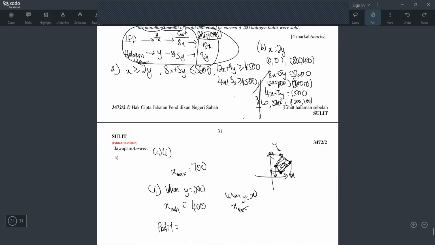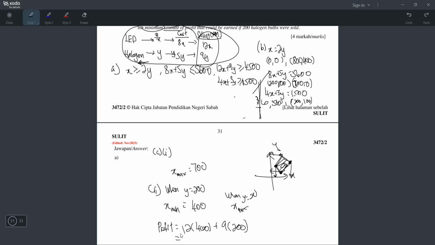So what is the profit? 12x plus 9y, and the X and Y you can ganti with what? The X and Y you ganti with the X minimum 400 and the Y minimum also 200, right? Make sure you don't terbalik, you terbalik also wrong. So let's press, see what you get. Okay, I get 6,600. Hey, wait, I do this correctly. Y equals 200. Why the answer not same again?